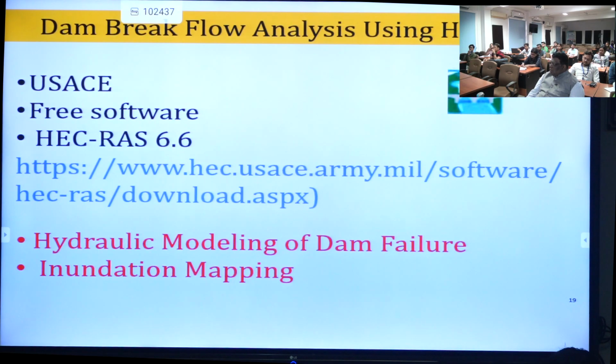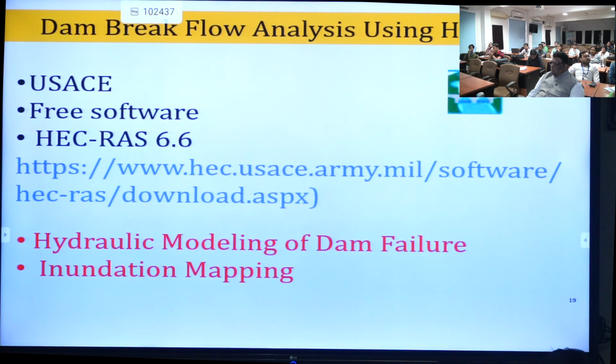Why HEC-RAS? Because as I said, it is a free software available in the public domain. You can just copy this address and download it on your laptop. This was developed by the US Army Corps of Engineers, and it can do, in fact, all kinds of hydraulic analysis. RAS stands for River Analysis System. So any kind of river flow problem you can handle in HEC-RAS.